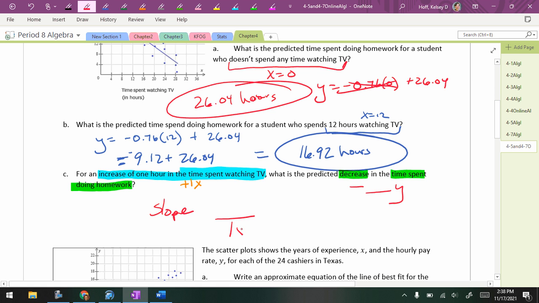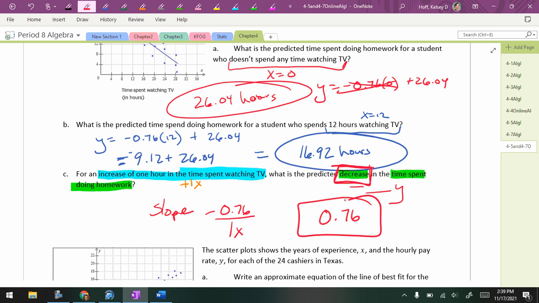If my X goes up by 1, how far down is my Y going? 0.76 down. Now, do you need to put the negative sign in this? Why not? It says the word decrease. So really, you would put 0.76. That's the decrease. Now, if it just said, what's the change, then you would have to have the negative sign in there. Just asking you to analyze slope. So the first set of problems, you're just looking at, here's the line, here's the equation, how do I interpret it?